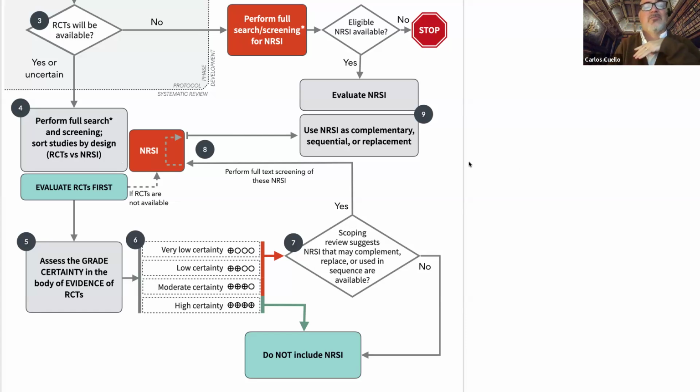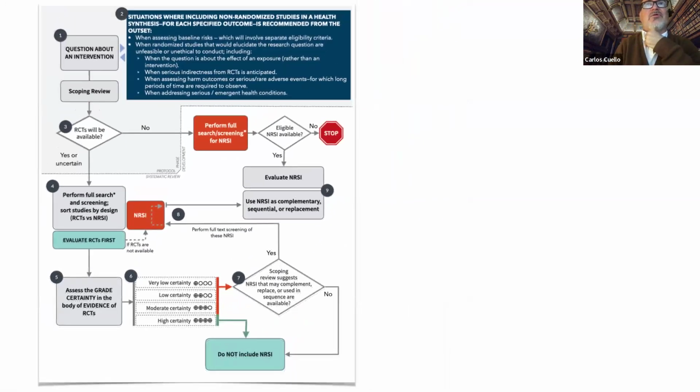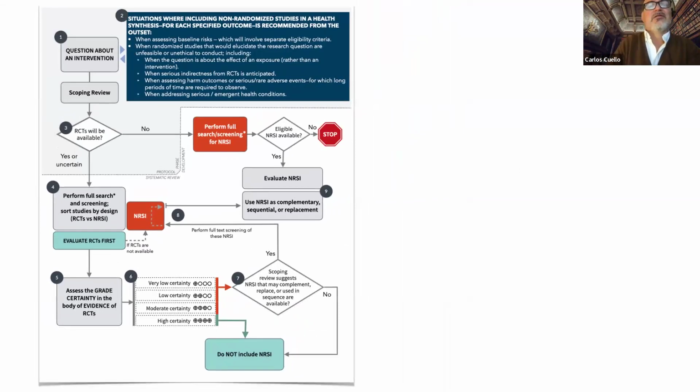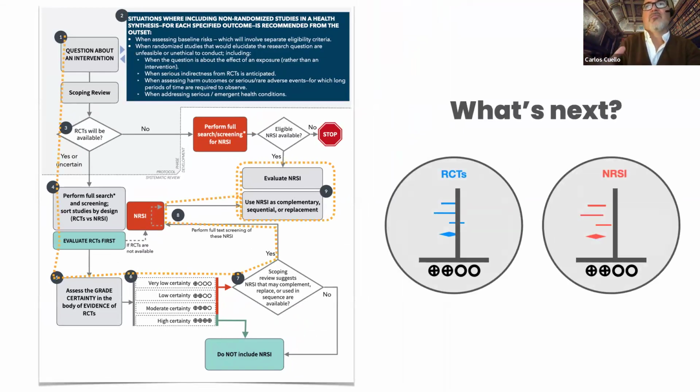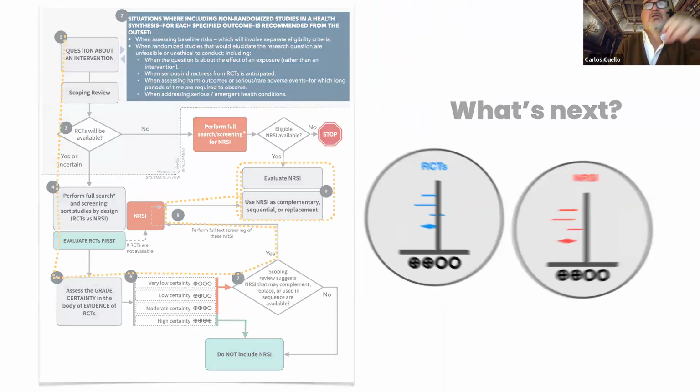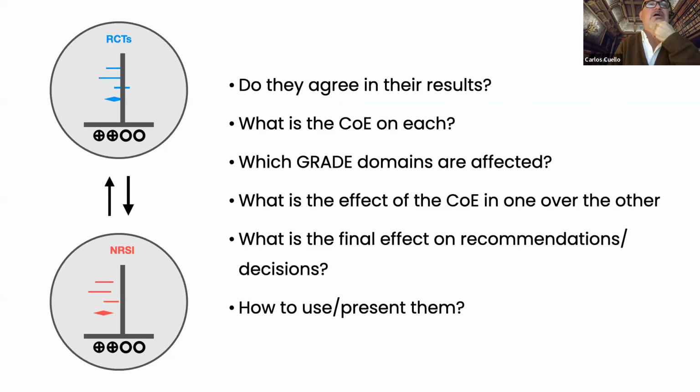And that is the next step of our guidance. If you remember, this is where we ended in the last guidance, saying, okay, maybe you can use both. But then the question was what to do next. Now I have both bodies of evidence. I have RCTs, I have non-randomized observational studies. What to do next? Because I have questions.